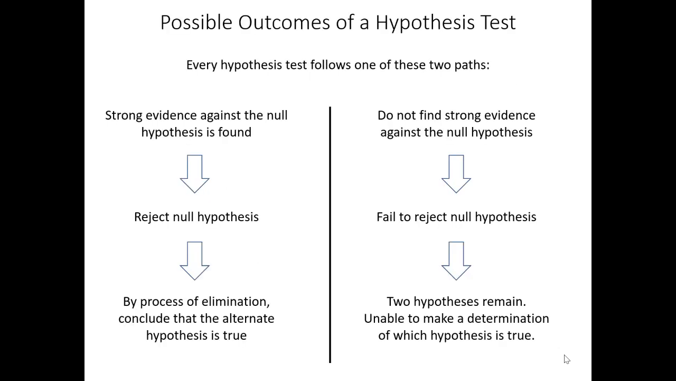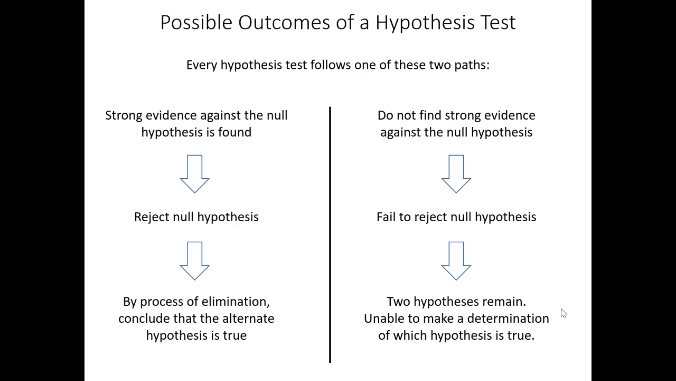All right, so recall last time we said that in any hypothesis test, one of two things is going to end up happening. Either we find strong evidence against the null hypothesis, so we reject it, and by process of elimination, say that the alternate hypothesis is true. Or if we don't find strong enough evidence, we won't be able to reject the null hypothesis. So we won't really know for sure what's going on. Two hypotheses would still remain.